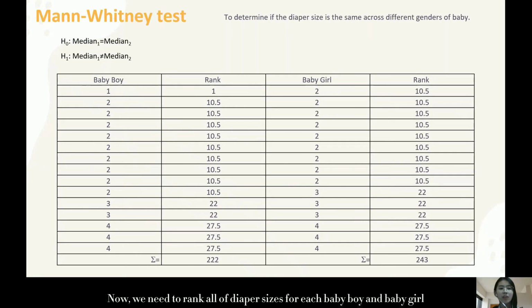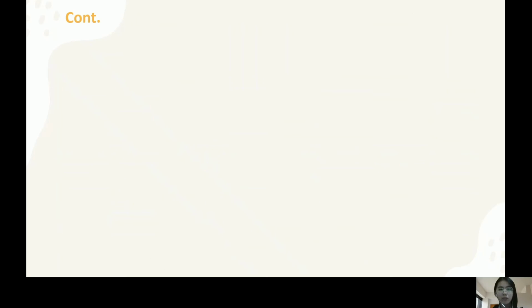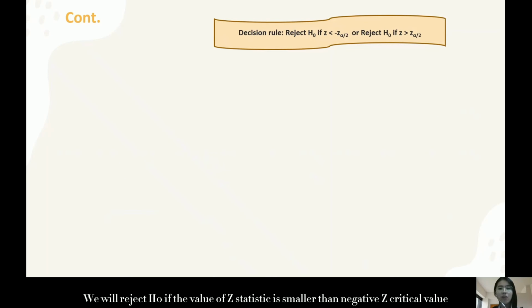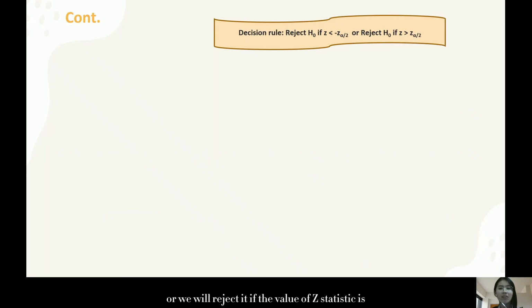Now we need to rank all of the table sizes for baby boy and baby girl in ascending order. At the end, this table shows the sum of ranking of baby boy is 222, while the sum of ranking of baby girl is 243. Before that, we need to know the decision rule. We will reject the null hypothesis if the value of Z statistic is smaller than negative Z critical value, or if it is larger than positive critical Z value.